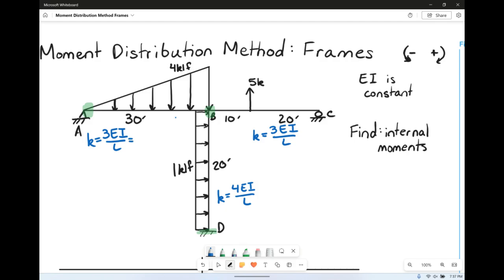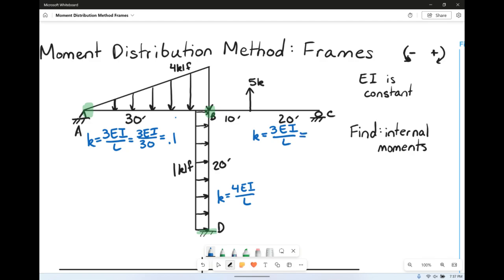For AB, L is 30, so 3EI over 30 is going to equal 0.1. Again, we can drop the EI. EI is constant. Even if you wanted to keep it there, it will literally all go away as soon as you do the next step, which is our distribution factors.